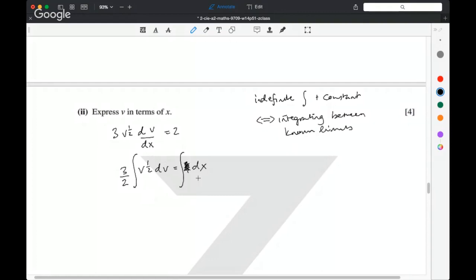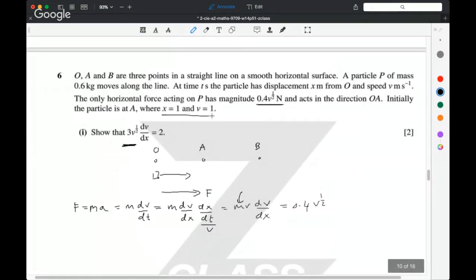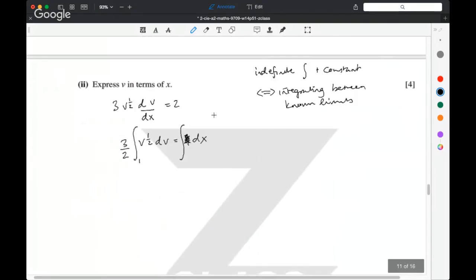You could just integrate this indefinitely and then make sure you add a constant and then work out what the constant is. That's perfectly valid. But I always prefer to do it a bit quicker. And I'm saying that I'm going to integrate this from when v was 1. So our boundary condition here is that when x is 1, v is 1. So my lower limit is when v was 1.